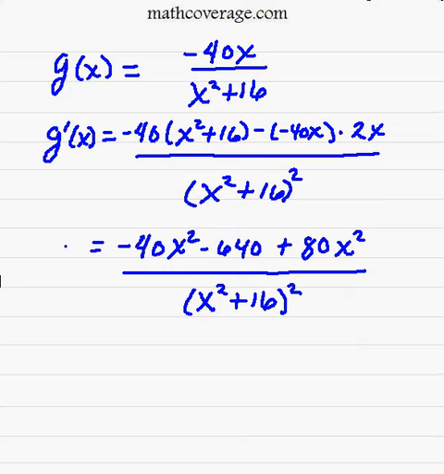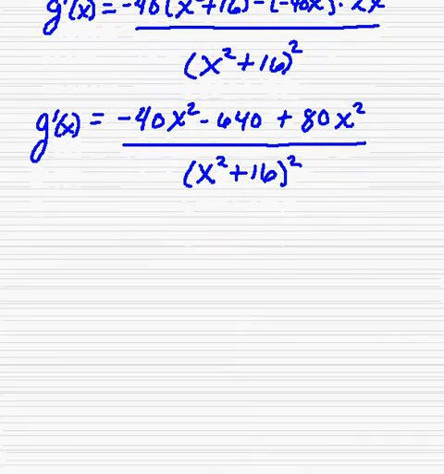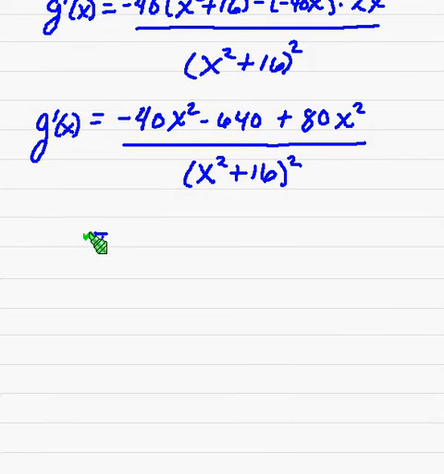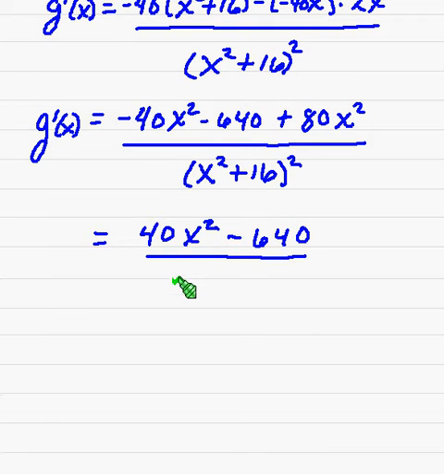This is g prime of x still. Now by cleaning up the top, we have a negative 40x squared and a positive 80x squared. That's just going to be a 40x squared minus 640. And that's all over the bottom squared again. So g prime of x.